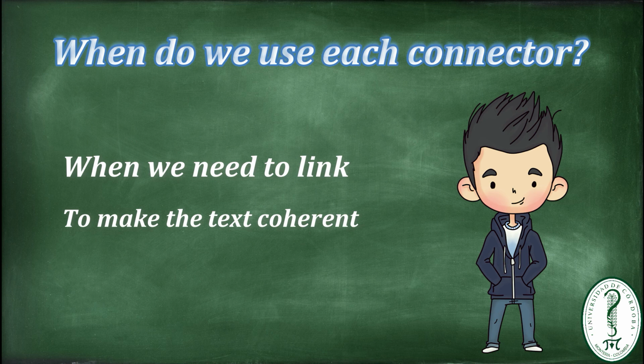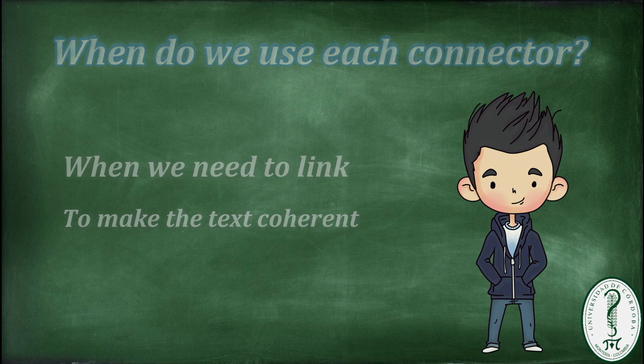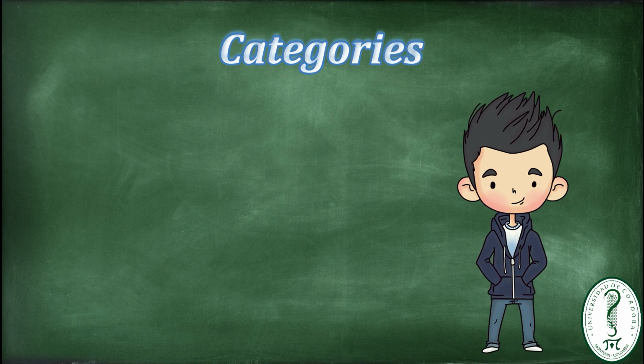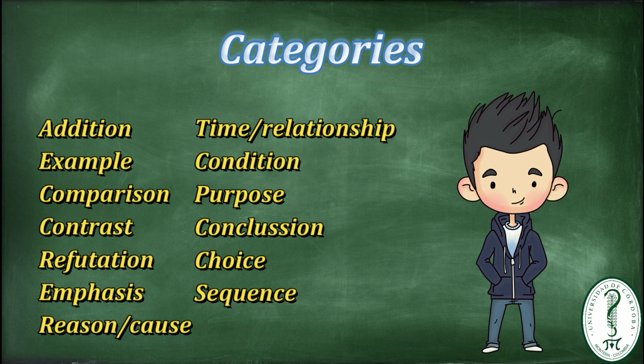So, we decided to explain the categories of connectors. Why not one by one connector? It's because there are many connectors and it's a little bit difficult to explain one by one. So we decided to explain the category and give you some examples to show you how to use the category, how the category works in the text, in a sentence especially. So we are going to explain the category and give you some examples.